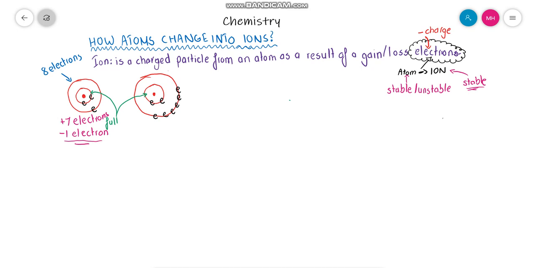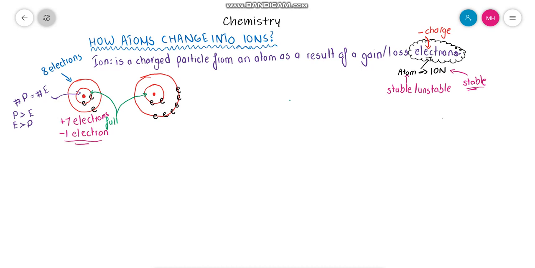As we said before, the number of protons is equal to the number of electrons. However, when it becomes an ion, there's a shift: either the number of protons is greater than the number of electrons, or the number of electrons is greater than the number of protons. I'm sorry, I wrote N, so electrons.